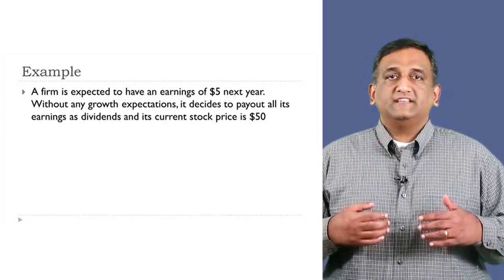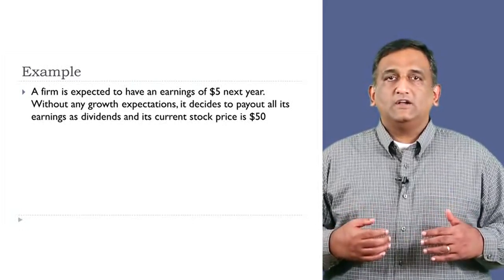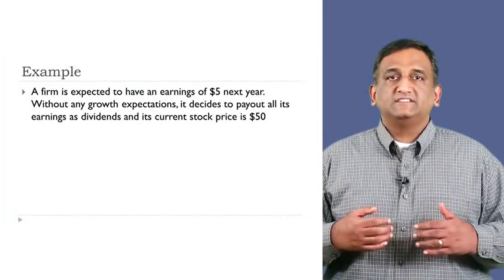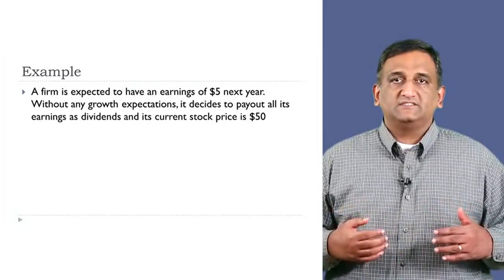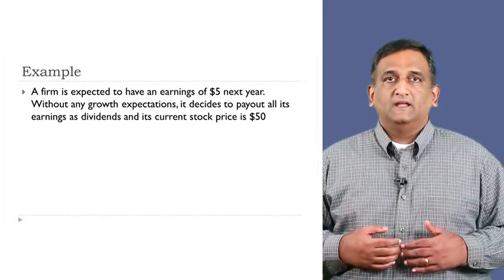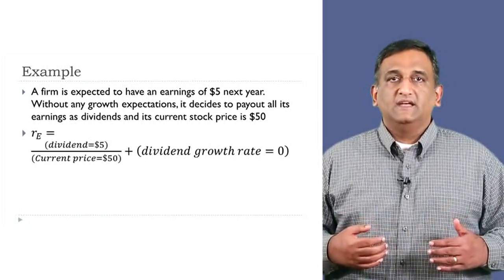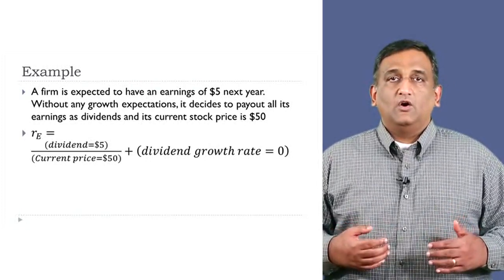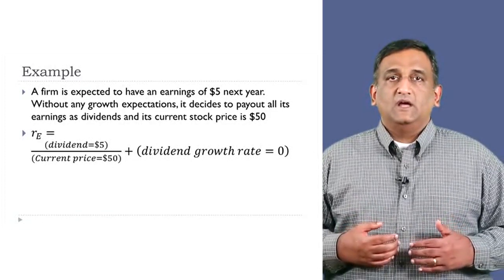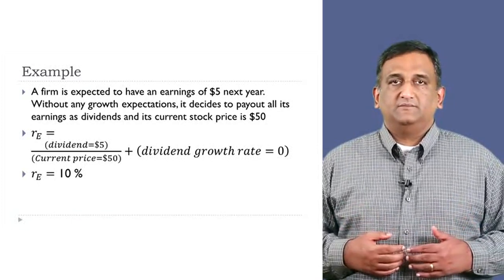A firm is expected to have earnings of $5 next year. Without any growth expectations, it decides to pay out all its earnings as dividends, and its current stock price is $50. This means that the firm's expected return, r_E, is the dividend of 5 over its current price of 50, plus the growth of dividends, 0, which gives us 10%.